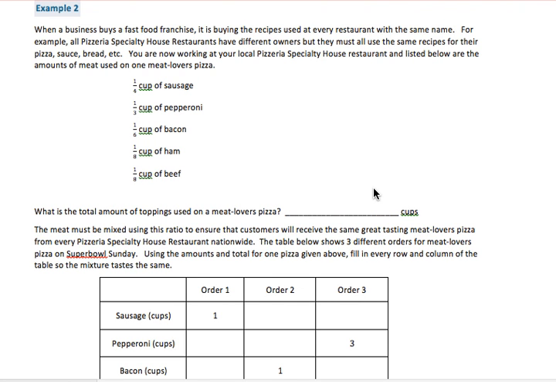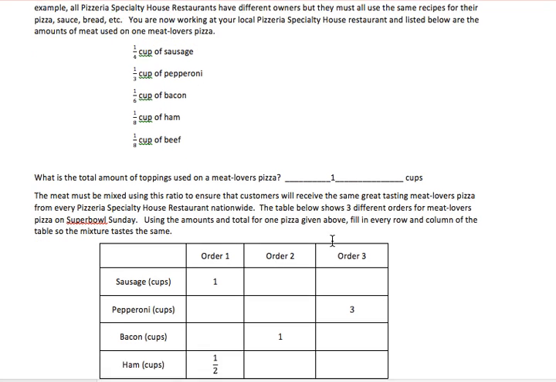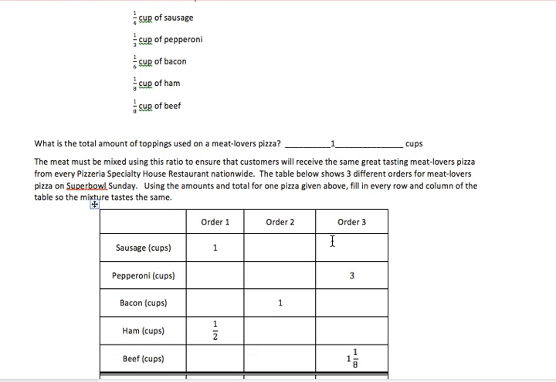In example 2, talking about the meat lovers pizza, they want to know the total amount of toppings. So we would add 1/4 and 1/3 and 1/6 and 1/8 and 1/8, and we find that the meat lovers pizza has 1 cup of total toppings on it. Then we need to look down into the table to find the ratios of items involved.